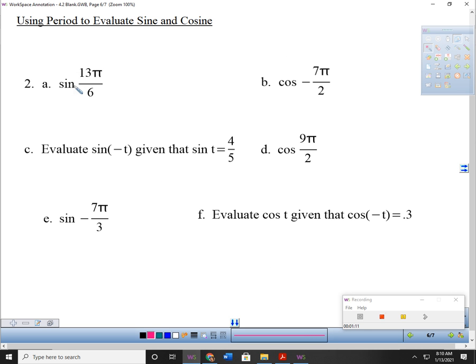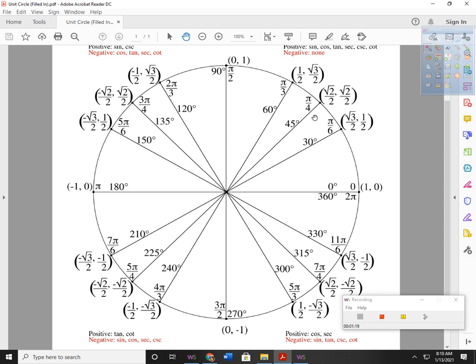So if we are trying to evaluate the sine of the angle 13 pi over 6, if you look at your unit circle, you do not have a 13 pi over 6, right? But if I count in increments of pi over 6, which is 30 degrees, this is 1 pi over 6, 2 pi over 6, 3 pi over 6, and so on. 1, 2, 3, 4, 5, 6 pi over 6, 7, 8, 9, 10, 11, 12 pi over 6, 13 pi over 6. And I'd be right back here again, right?